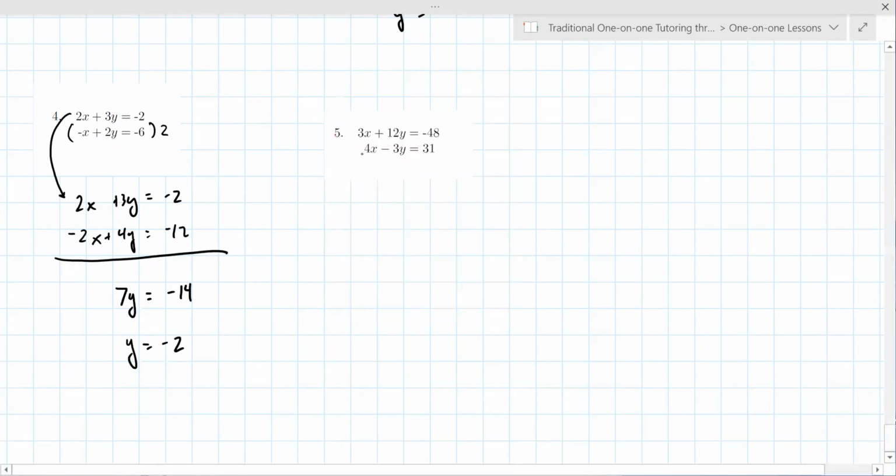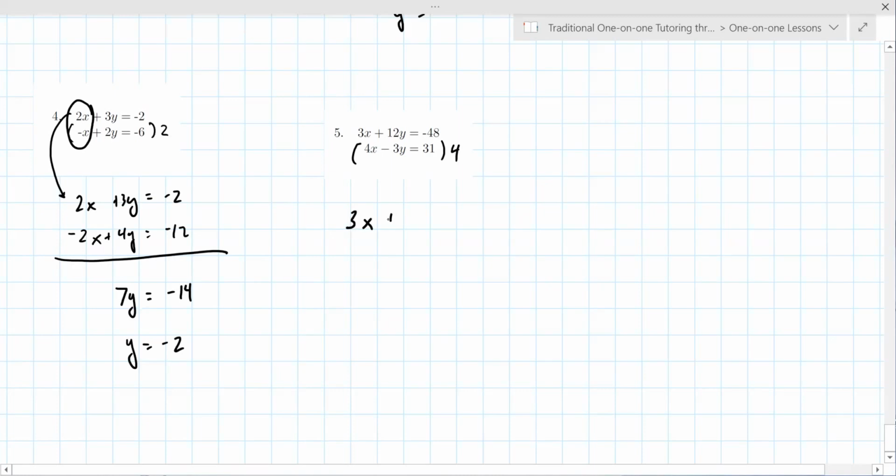Okay. So the first equation is 3x plus 12y equals minus 48. Second equation is 4x minus 3y equals 31. Do you see how these are already opposite in sign? That's what we were looking for here in number 4. Because they're opposite in sign, you only have to multiply one of the equations. So if you multiply the second equation by 4, you're going to get a minus 12y. And that's what we want to cancel. Do you remember that from before?